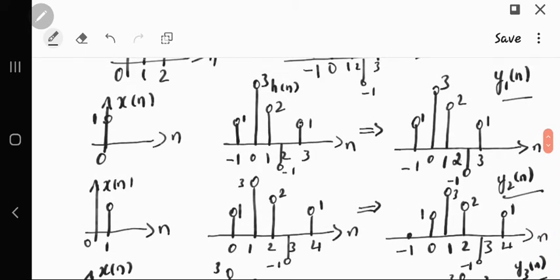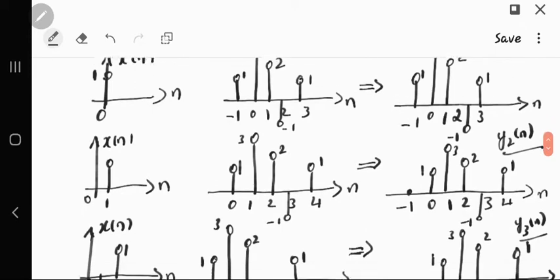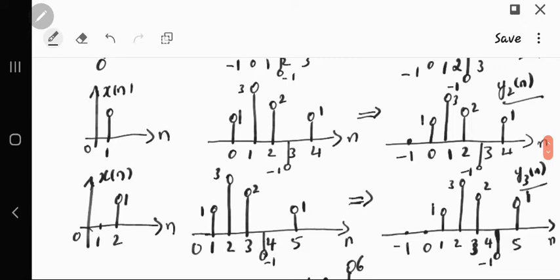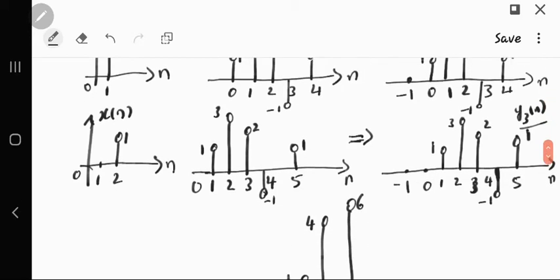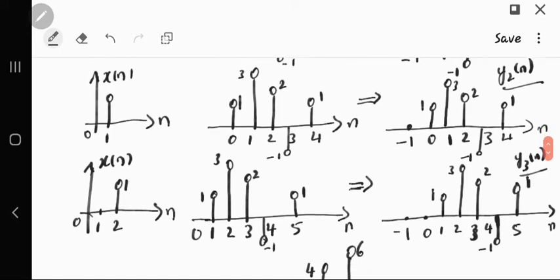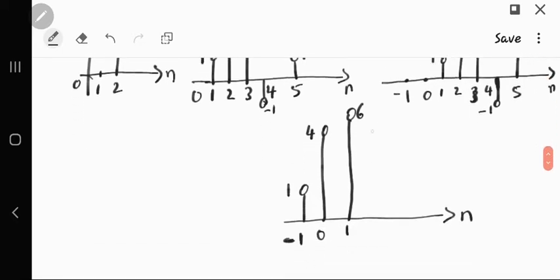Now go for index 2. Here at y1 of n it is -1. At y2 of n it is +2. So 2 minus 1 plus 2 you will get 1 itself. And at y3 of n we have 3. So -1 plus 2 plus 3. So that will give you -1 plus 2 is +1 plus 3 is 4. So at 2 we have a signal with amplitude 4.